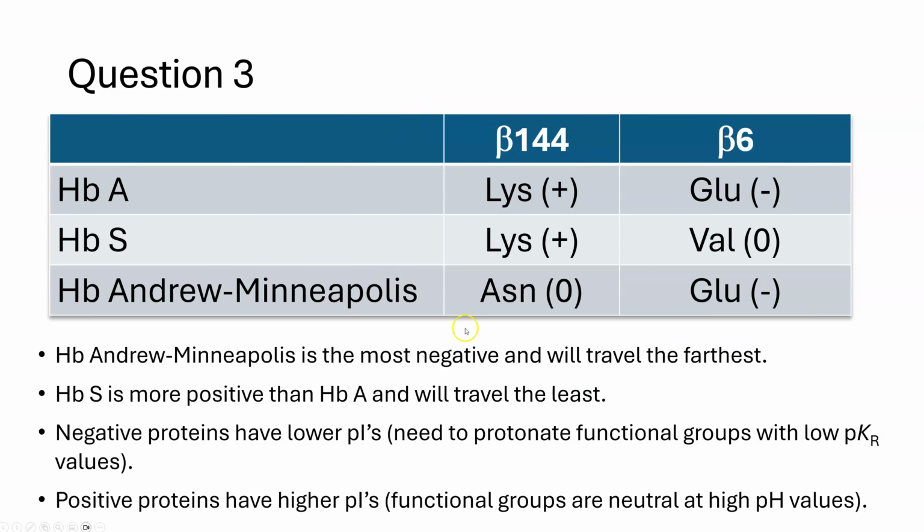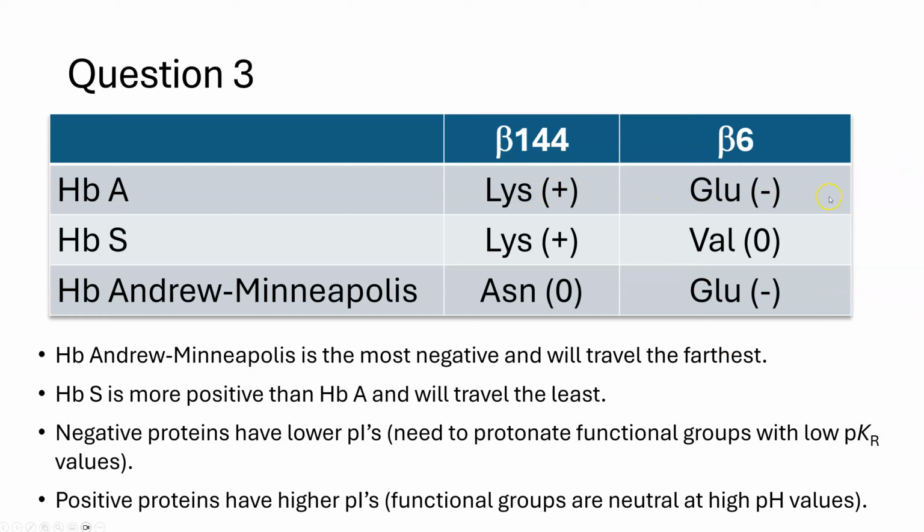So to answer this question, I made myself a little table. We have lysine at position 144 in normal hemoglobin and glutamate at beta 6. For hemoglobin S, the sickle cell hemoglobin, there's a glutamate to a valine, but the lysine would still be there. And then for hemoglobin Andrew Minneapolis, you'd have an asparagine, but the glutamate would still be there. Everything else is the same, so these are the only residues we need to look at.